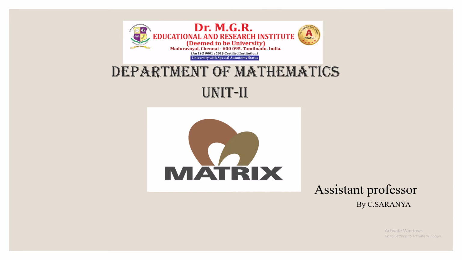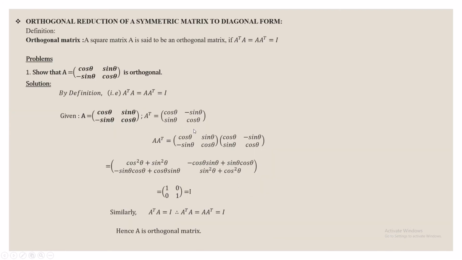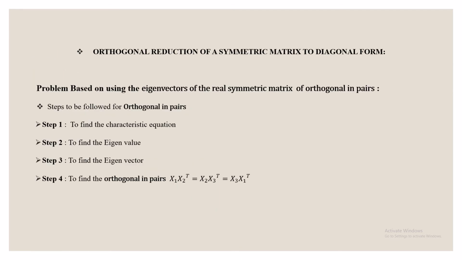Same chapter, Unit 2 Matrix. The problem topic is orthogonal reduction of a symmetric matrix to the diagonal form. For this topic, we have to see the previous video, where we discussed the definition of an orthogonal matrix and how to solve problems using the definition.